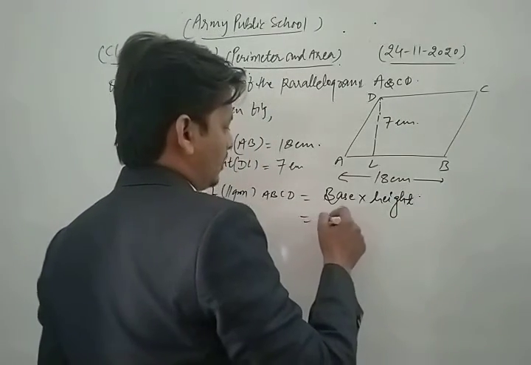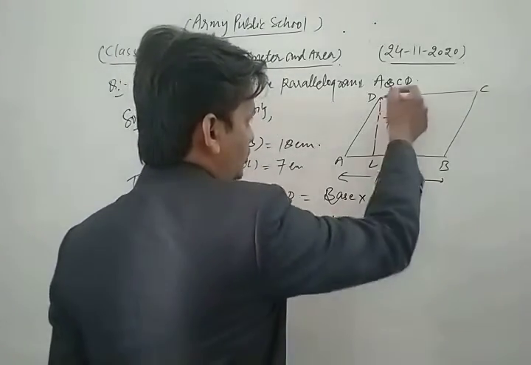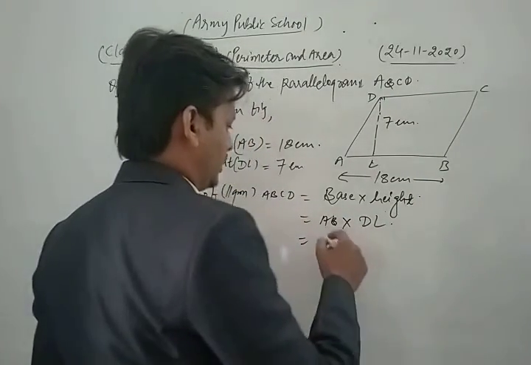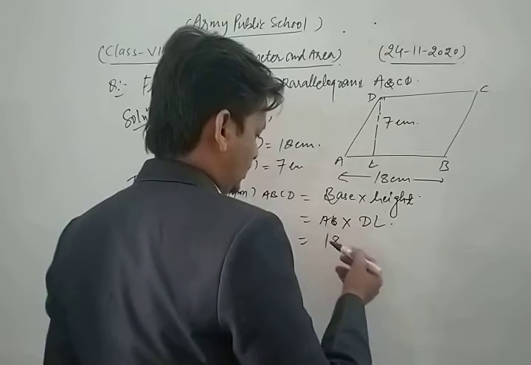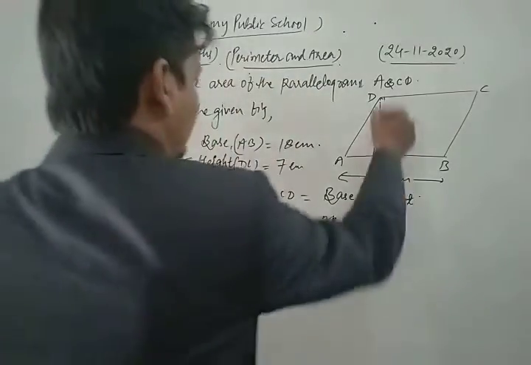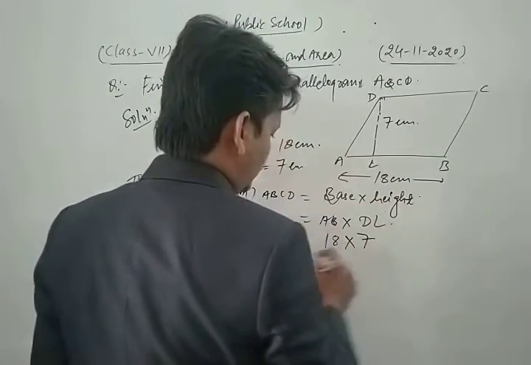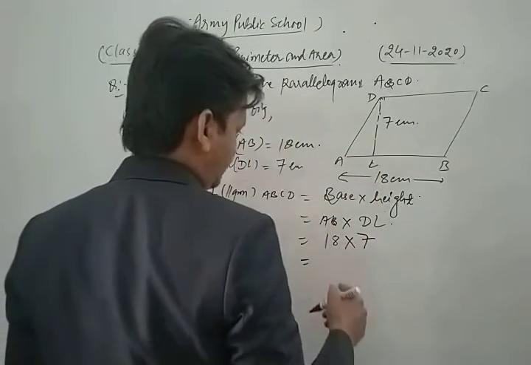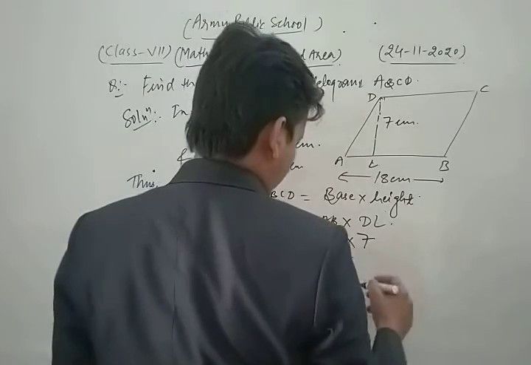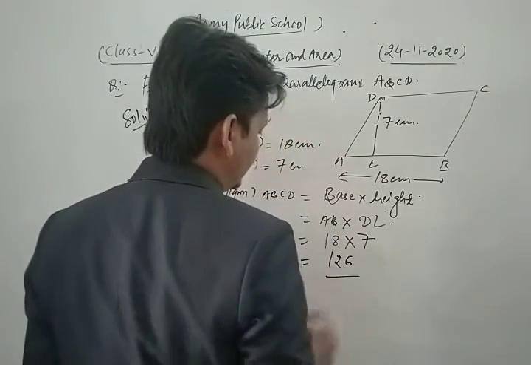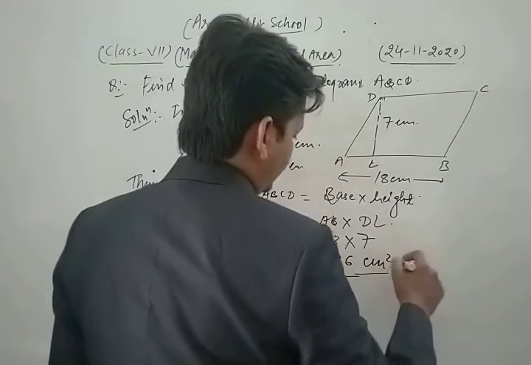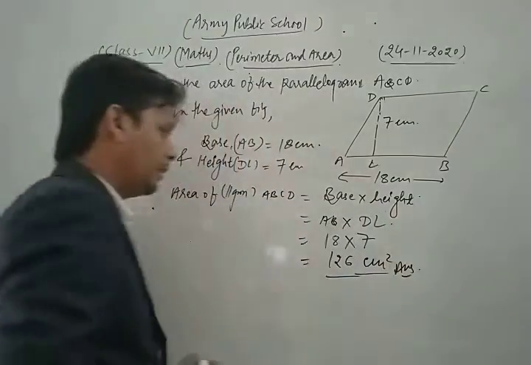So here base is AB into, and the corresponding height is DL. So we write base AB as 18, okay, into the corresponding height DL is 7. So we get 18 sevens are 126 centimeter square. This is the required area of the parallelogram.